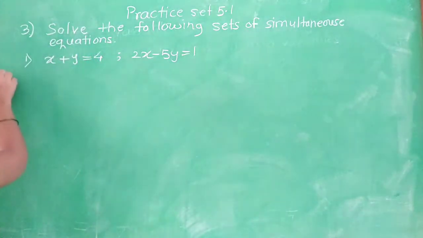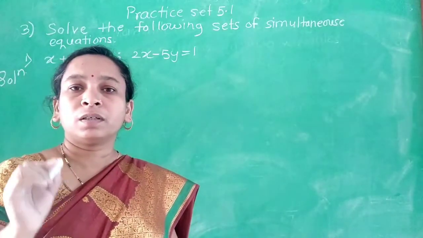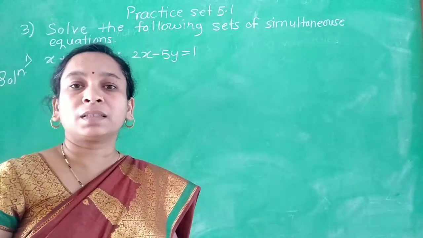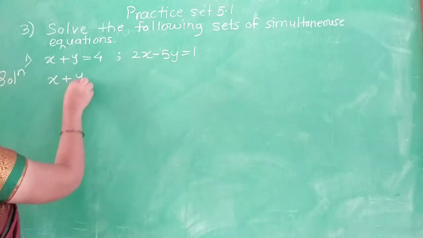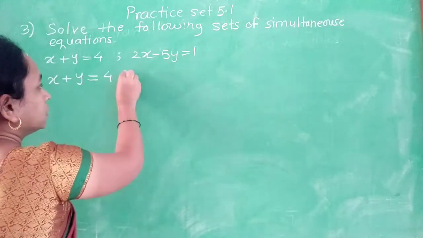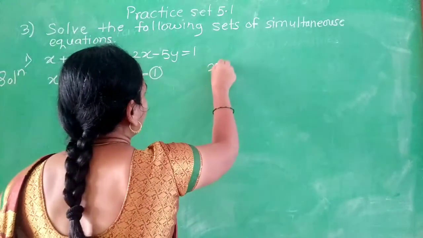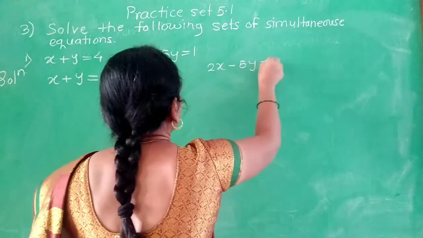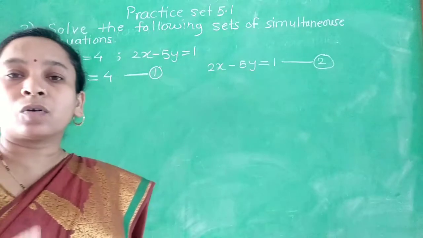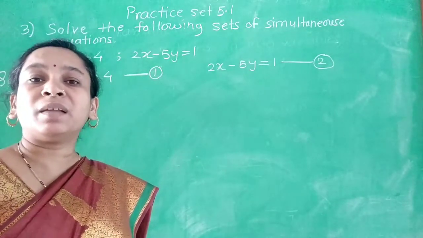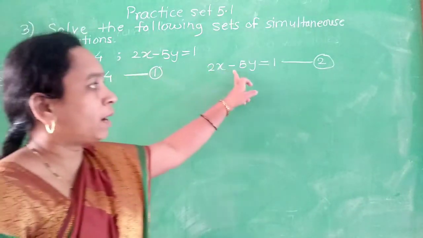So, to solve it, we will use the method of elimination of variables by equalizing the coefficients. So, here we will consider x plus y is equal to 4. This is first equation. Next, this one 2x minus 5y is equal to 1. This is my second equation. Now we will equalize the coefficient and then we will eliminate it. So here if you observe plus y and minus 5y.